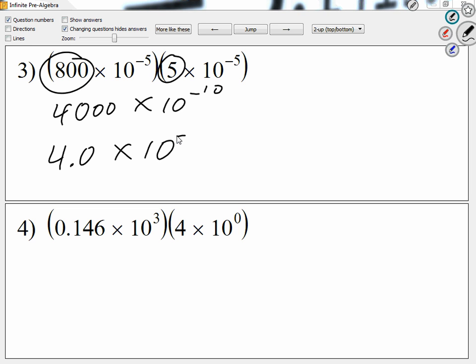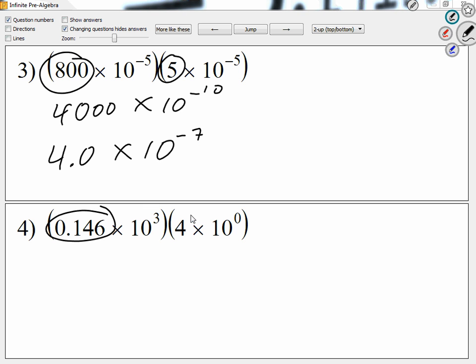Negative 7. Nice. If I was after the last 4, I needed to move 10. If you notice, I already moved 3. From the 10, I already moved 3. So that's why I only have 7 left. So negative 7.